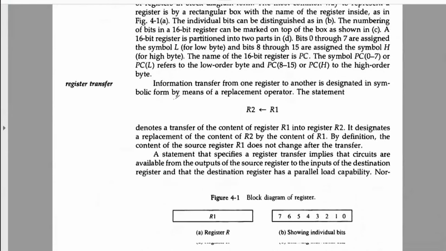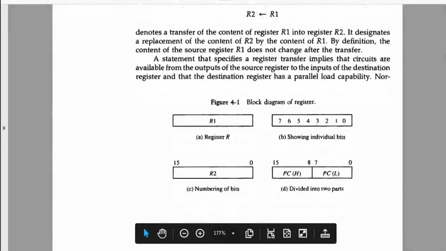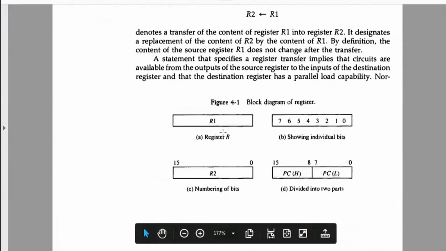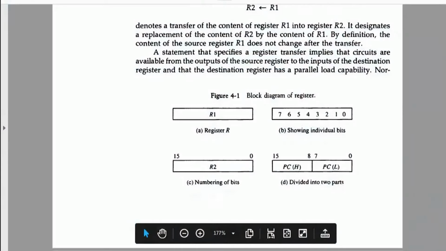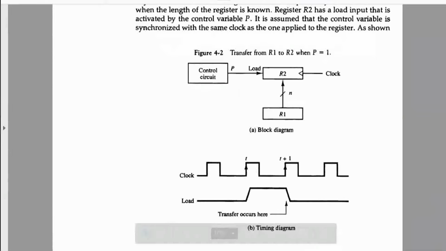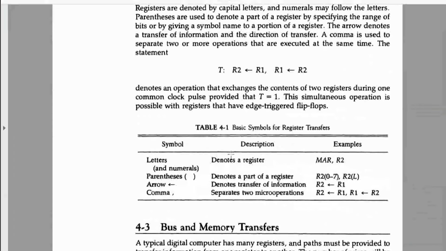Register transfer, I showed you how data is being transferred and the different block diagrams of a register. This is a normal register R. You are showing individual bits, numbering the bits like this and writing 0 to 15. It indicates that this is a 16-bit register. We also saw control function. इतना पढ़ा हमने, ठीक है?